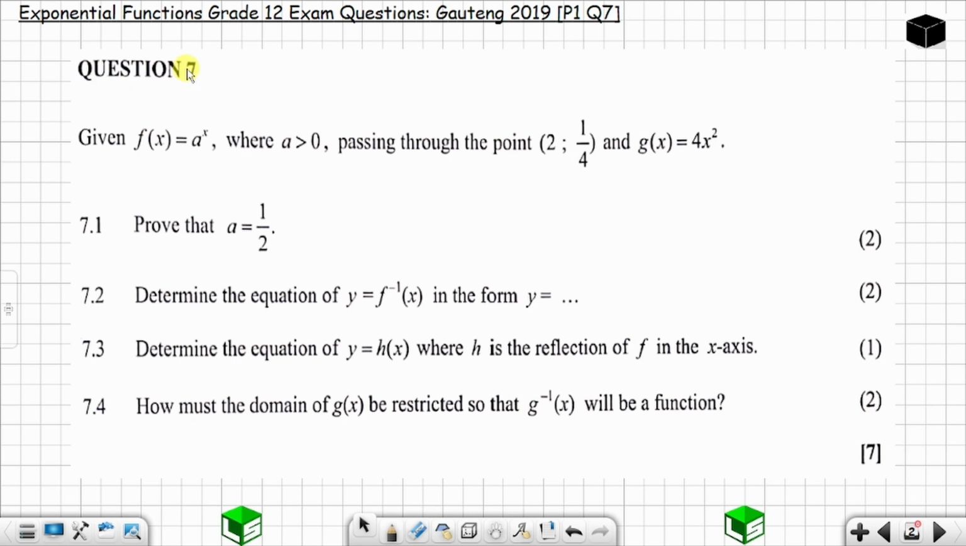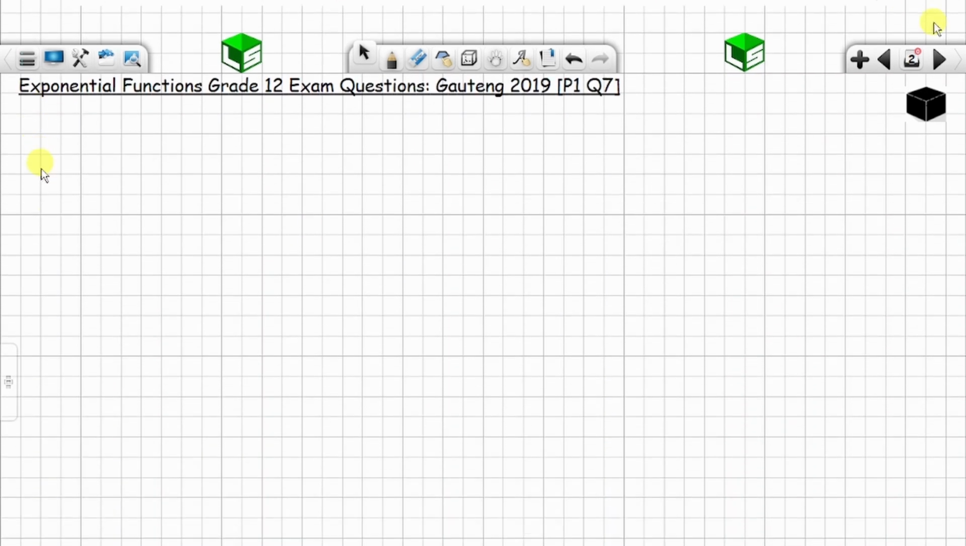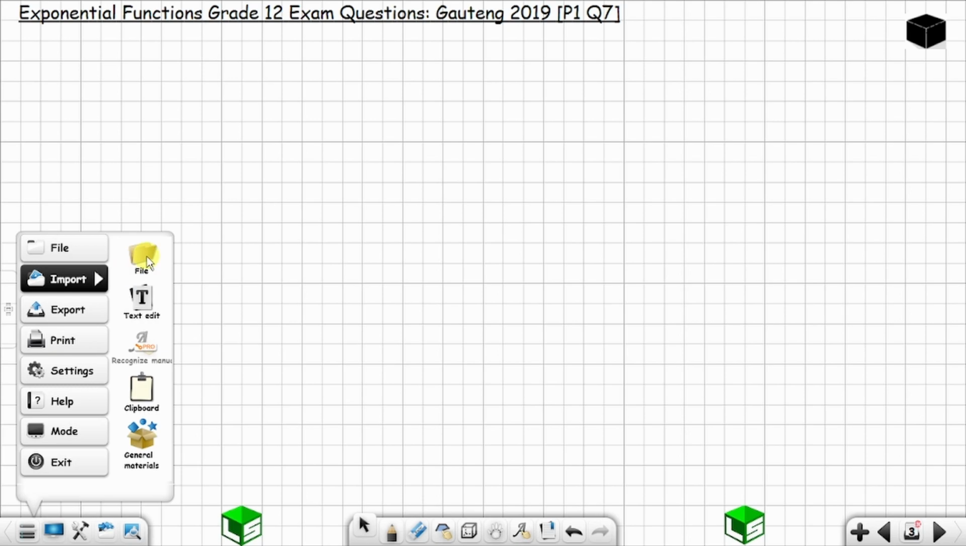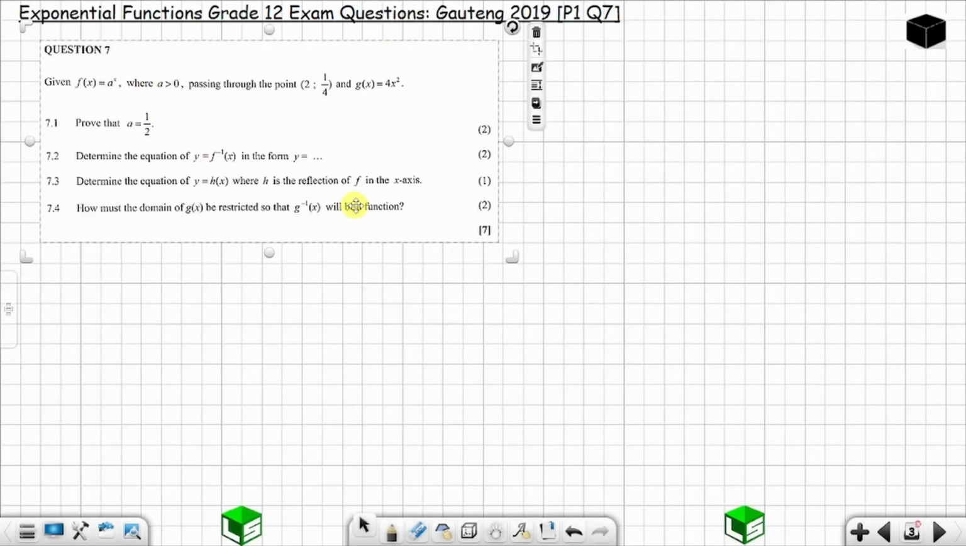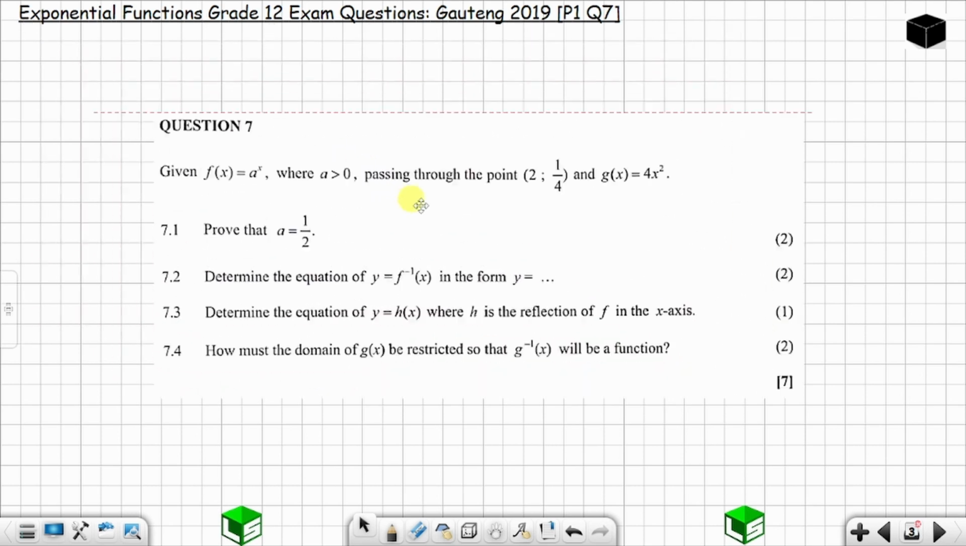Question 7 has 4 parts, and you can see the total is 7 marks. Let me get started on the next slide. So we start with question 7, from Gauteng 2019. This is the question.